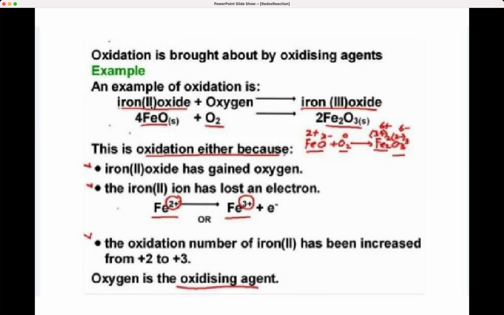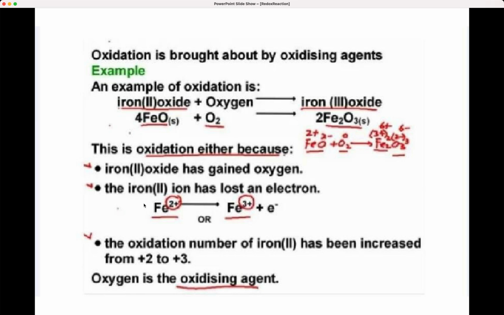Example is given here. So here what happens, iron oxide reacts with oxygen to form iron 3 oxide. You see here it is iron 2 oxide, FeO, whereas in the product side we get iron 3 oxide, Fe2O3. And why is this an oxidation reaction? Because iron oxide is gaining oxygen.